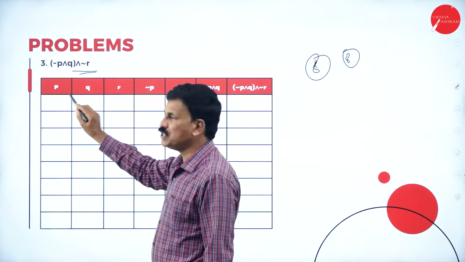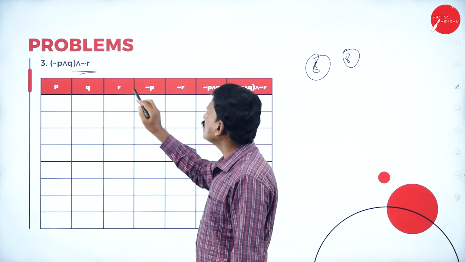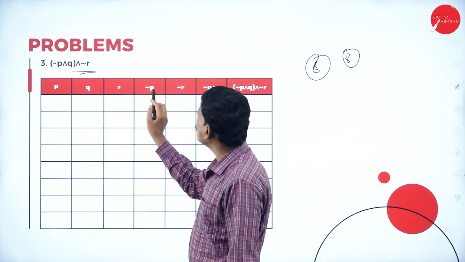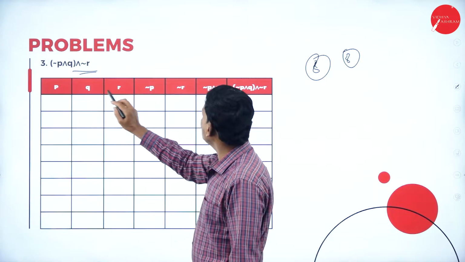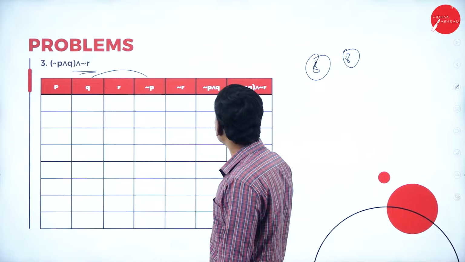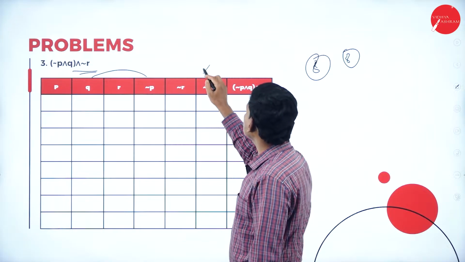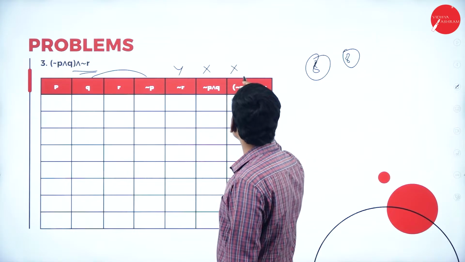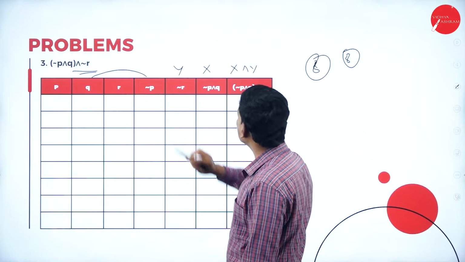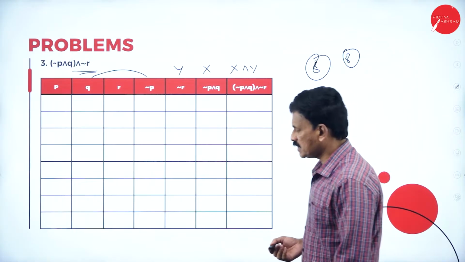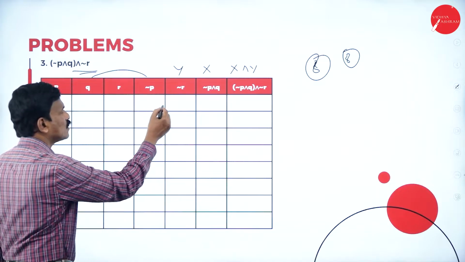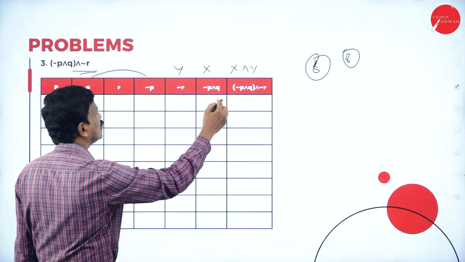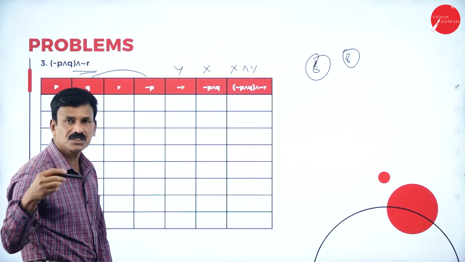Write down first P, Q, R. Then negation of P, negation of R. Then the conjunction for negation P and Q. Let us consider this as X. And then the conjunction for X and Y again. Now, let us write first P, Q, R, negation of P, negation of R, then negation P conjunction Q, and the given statement negation P conjunction Q, conjunction negation of R.